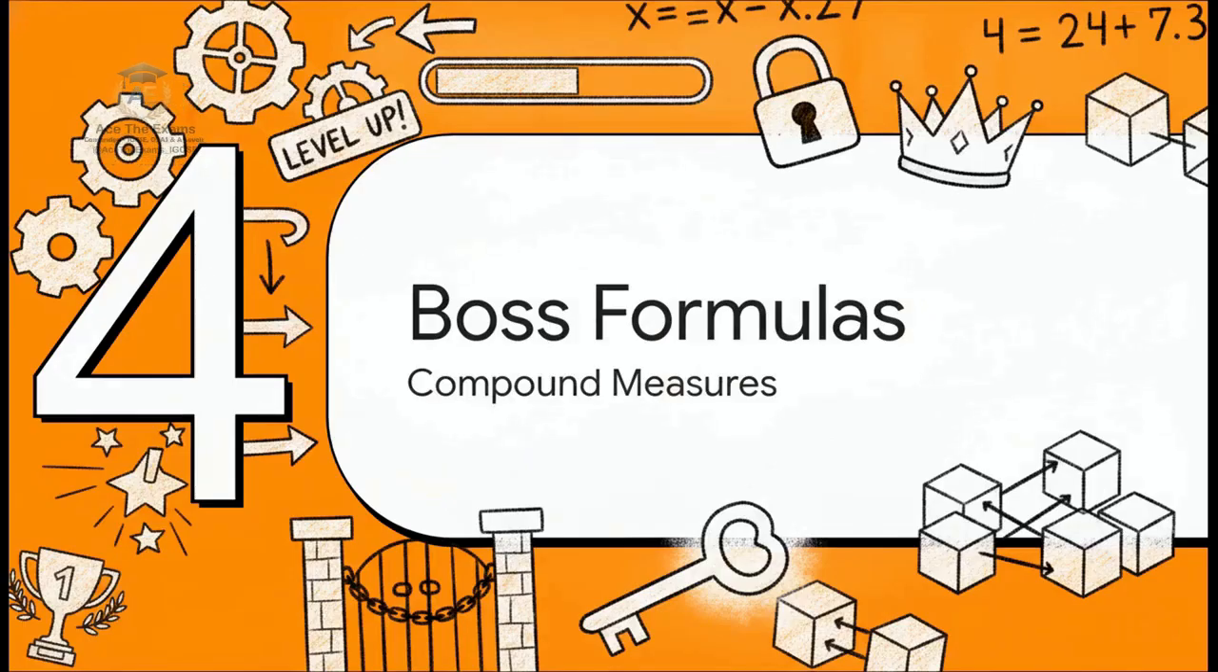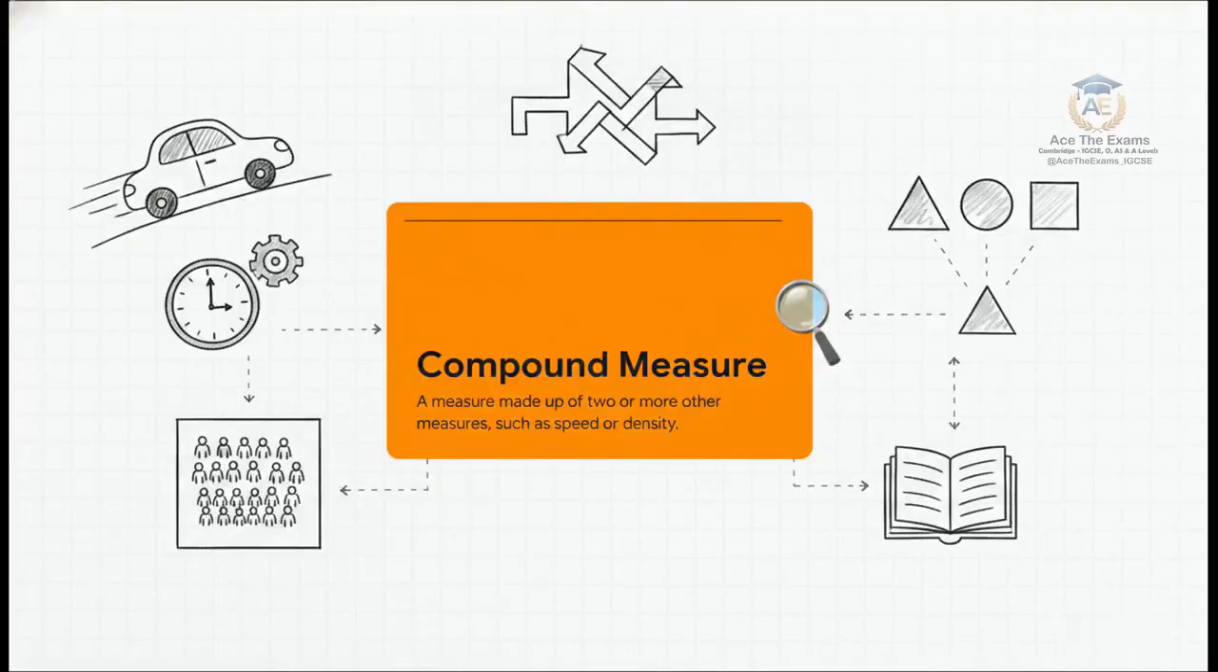Finally, we have reached Section 4, Boss Formulas. You've made it to the final stage of the explainer. This is where we master compound measures. When you conquer these, you are securely planting yourself in the highest grade boundaries of the 0580 syllabus. Why do we call them boss formulas? Because compound measures are exactly that. They are compounds. They take 2 or more totally different measurements and smash them together into one concept.